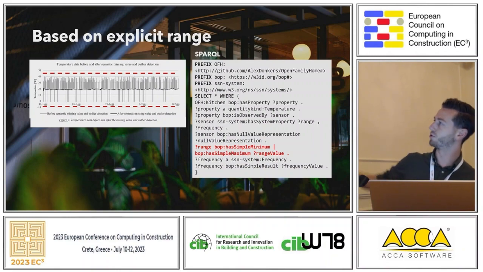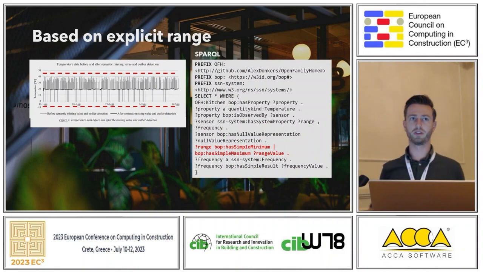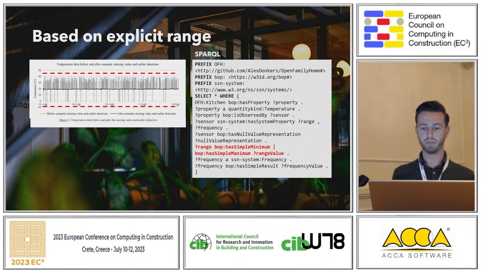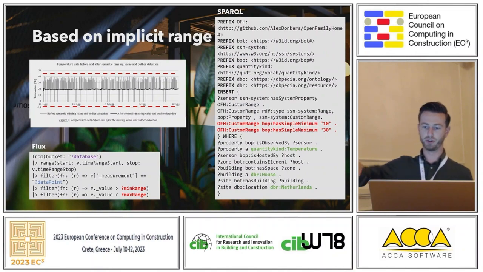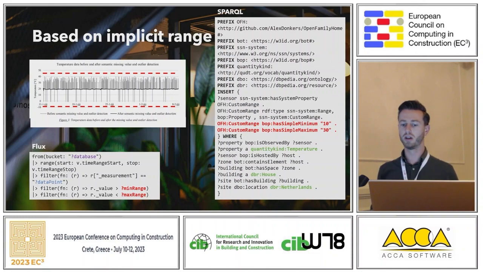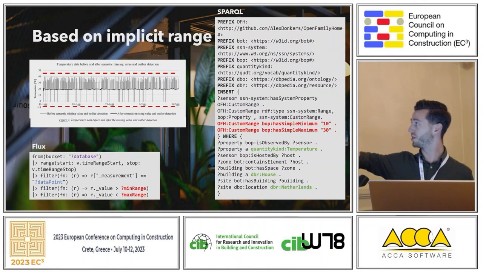But we created this data set, and you can see that these values are too wide, so we would still have messy data. So we also tried implicit ranges. Here we insert a custom range based on the context of the sensor. In this case, we know that the sensor is a temperature sensor because it measures temperature in a house in the Netherlands, in a kitchen as well.